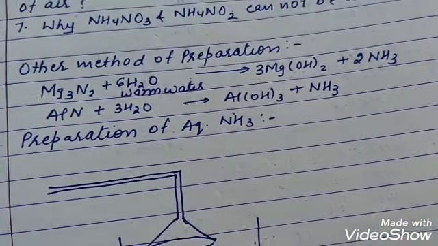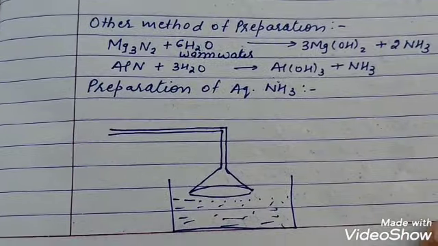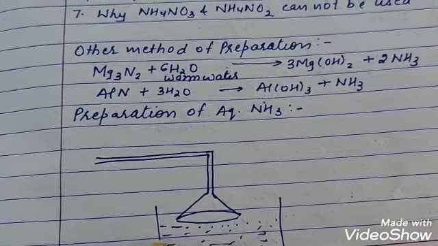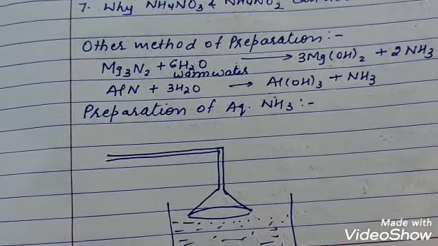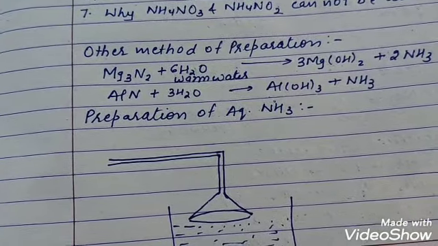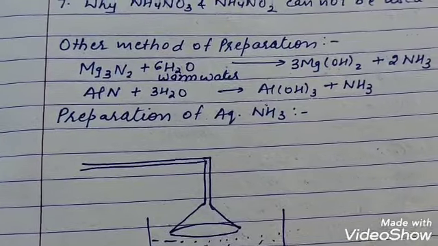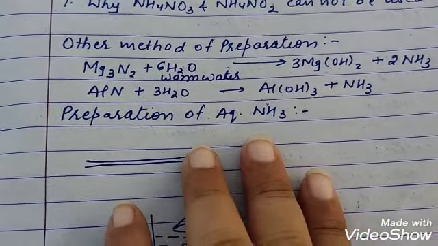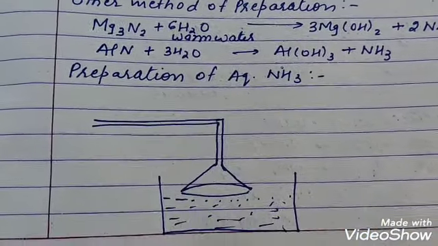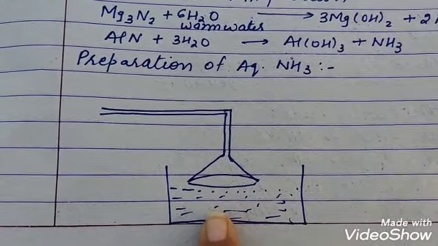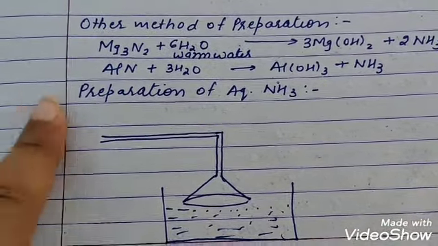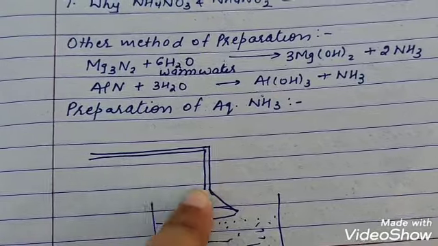Now see, preparation of aqueous ammonia. How can we prepare aqueous ammonia? How were we preparing aqueous HCl? We were preparing aqueous HCl by dissolving it in water, as it is highly soluble in water. Similarly, aqueous ammonia can also be prepared by dissolving it in water, as it is highly soluble in water. Suppose from here ammonia is coming.